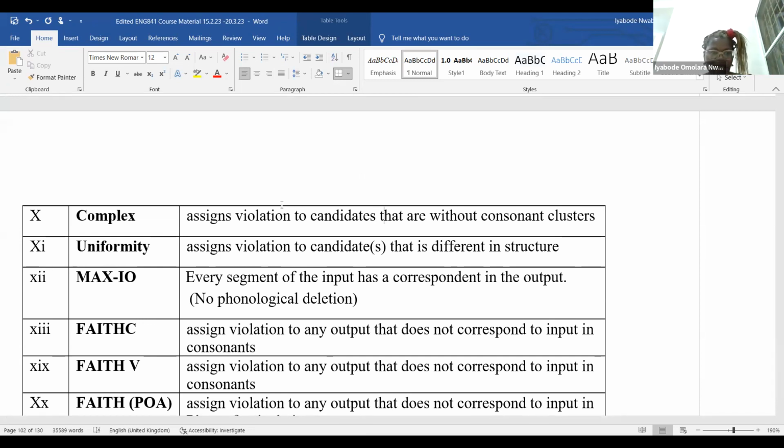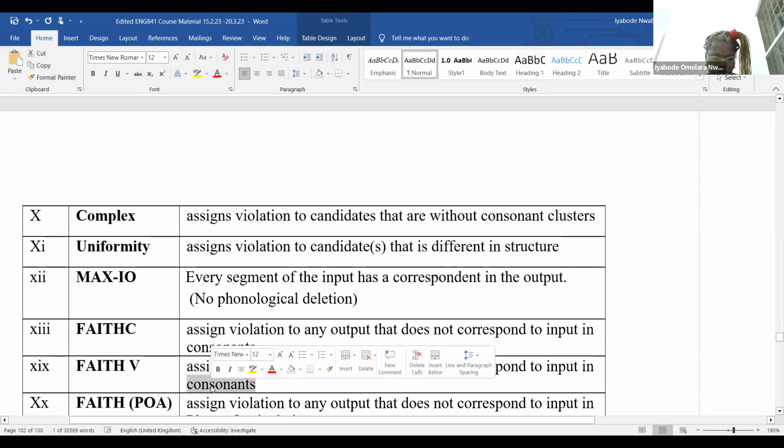We have the complex, we have uniformity, we have MAX-IO. Then we have FAITH-C. Now we assign a violation to any output that does not correspond to input in consonants. Then FAITH-V. Then we have that should be in vowel. It assigns a violation to any output that does not correspond to input in vowels.